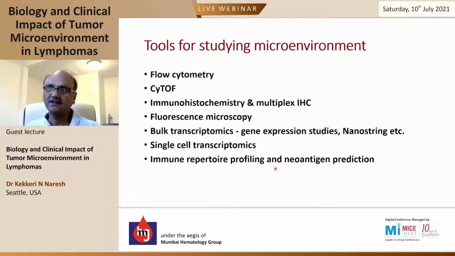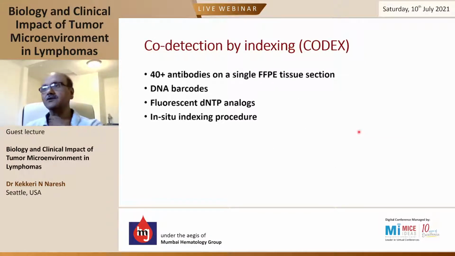We can also look at immune repertoire profiling, the repertoire of the T cell receptor, giving some idea about the neoantigen to which it is responding. So these are different conventional tools that are available. But now we are moving on to the next generation of tools that are currently available.